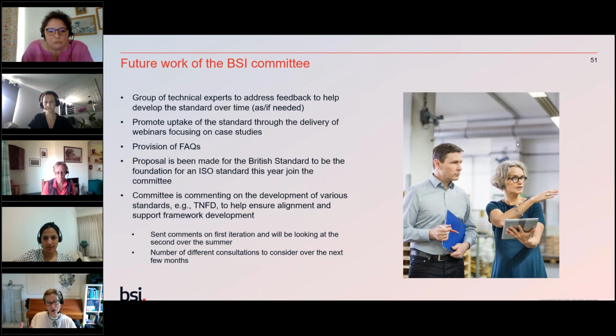You know, these frameworks are under development, and what we want to make sure is that there's an alignment between all of them. So we mentioned TNFD here, and the committee as a team has commented on the first iteration of the framework. We'll be doing a second comment round before the next iteration. But there are other consultations to consider. So EFRAG is currently underway, the ISSB and sustainability reporting in general. So a number of different ways we can get involved.